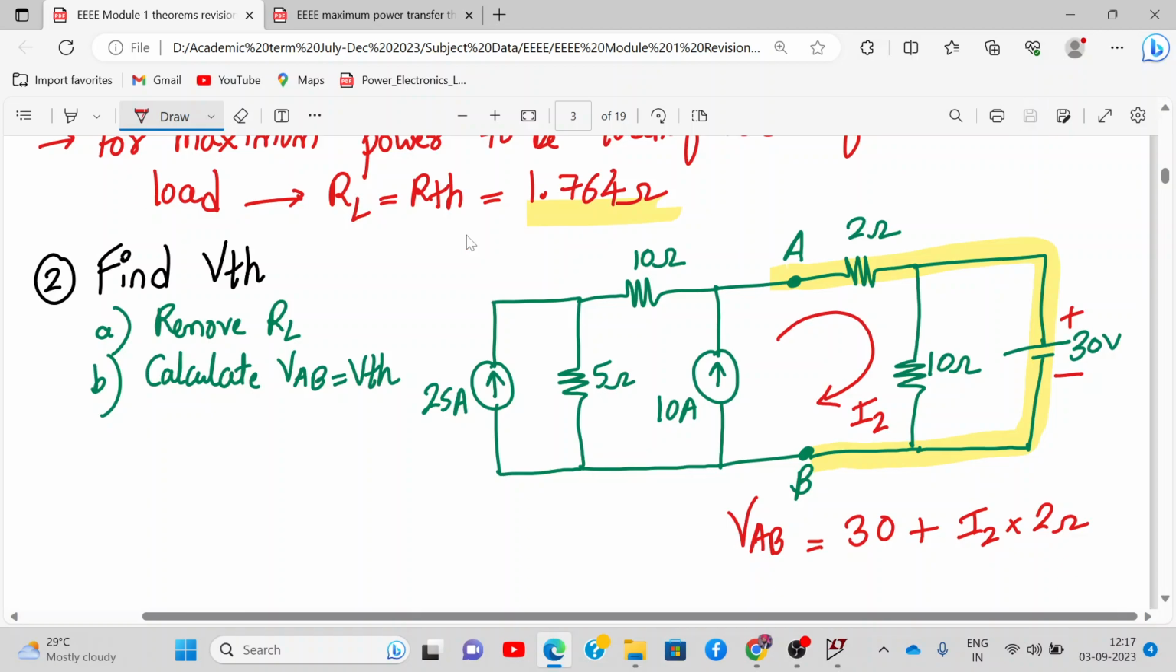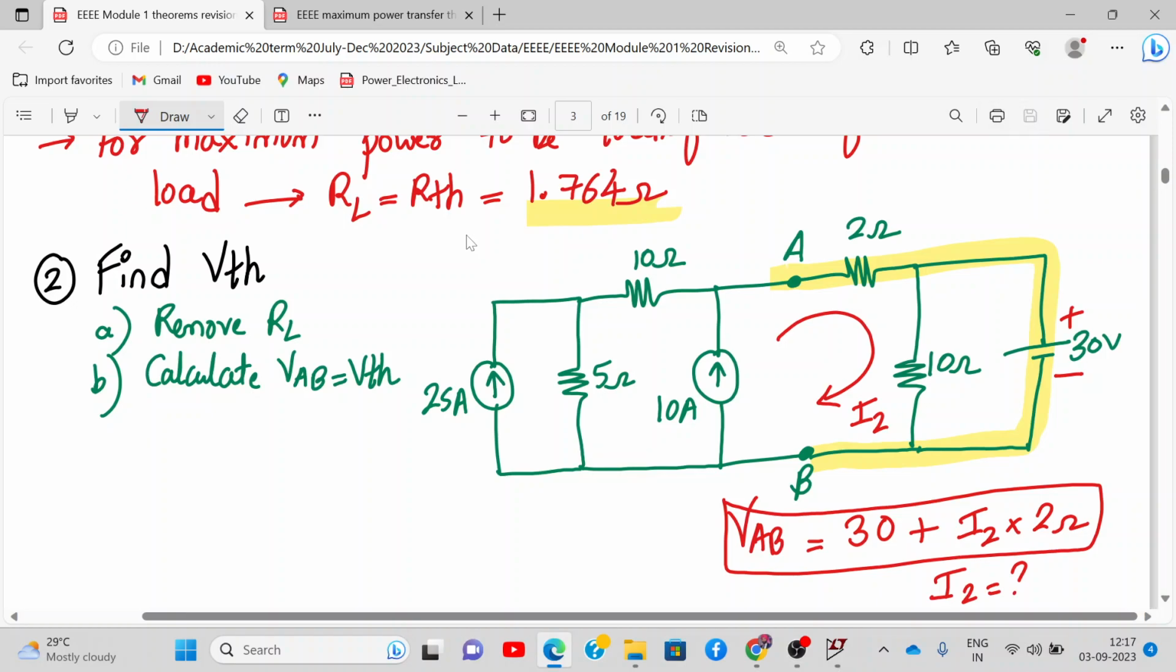It will be plus because we are going from B to A and the current is opposite. When the current is opposite, we treat it as positive. When the current is in the same direction, we treat it as negative. So in the back of our minds, VAB is this expression. And for that, we need to find I2. What is I2? Understood this? How we find VAB?